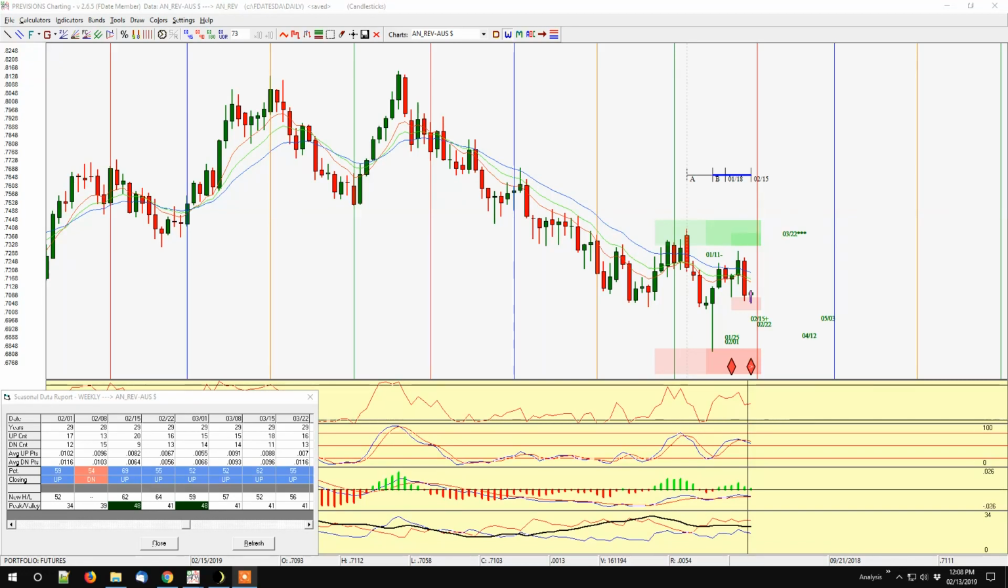It's currently February 13th, 2019, 12:08 p.m. Chicago time, and we're going to be taking a look at the Australian dollar currency. All right, it's time to pay attention to the Australian dollar, and here is why I believe so.